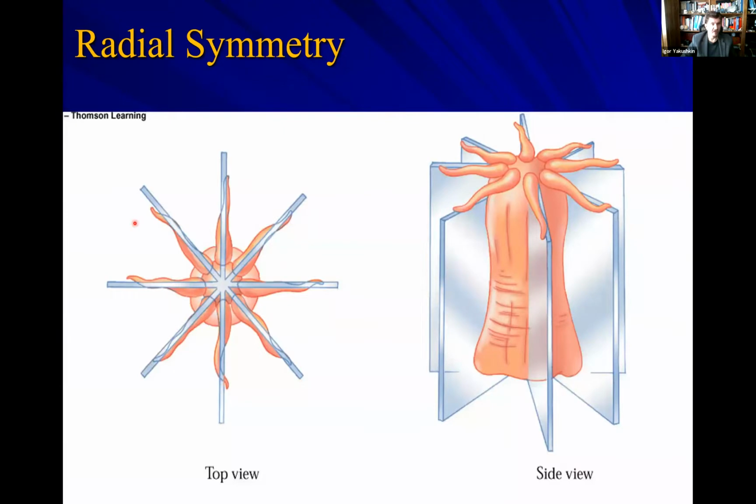So here we're looking at the radial symmetry, right? The central axis, and then you have several units arranged about that. In this particular case, we have 1, 2, 3, 4, 5, 6, 7, 8 ray symmetry. I told you already about the echinoderm starfish. They usually have a 5 ray symmetry, and so on.